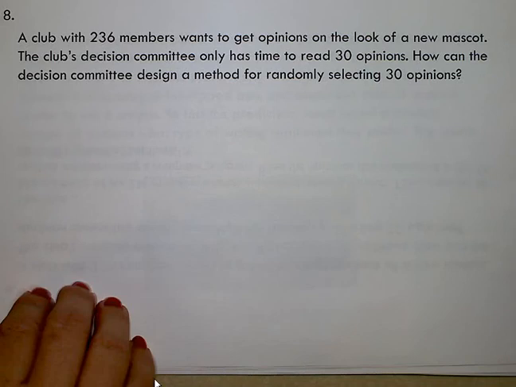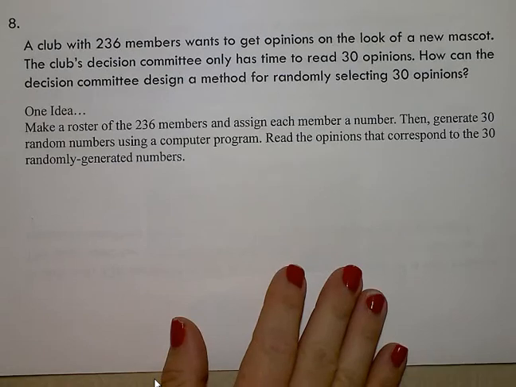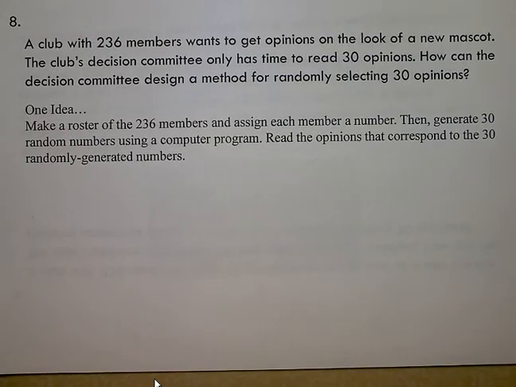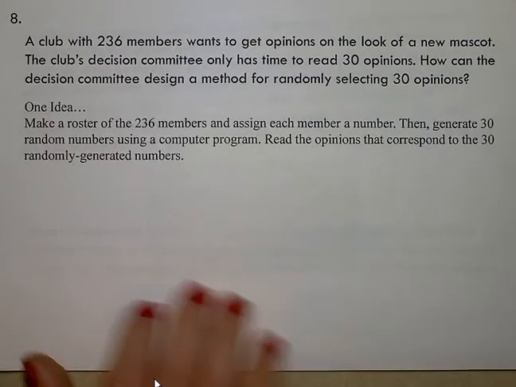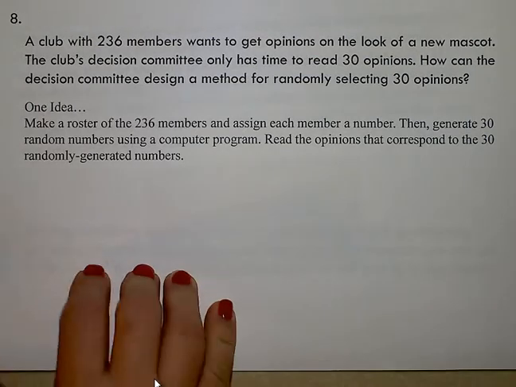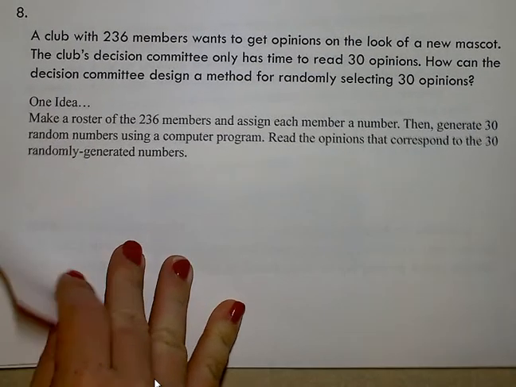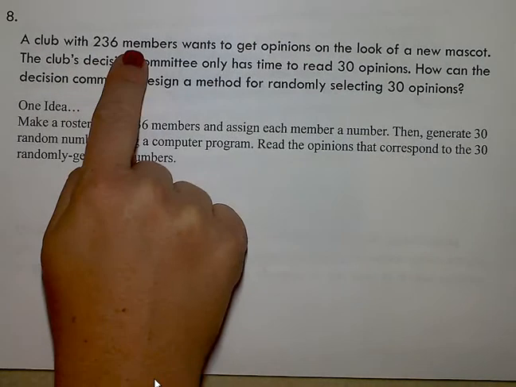So here is one idea that we could use. Make a roster of the 236 members and assign each member a number. Then generate 30 random numbers using a computer program. Read the opinions that correspond to only those 30 randomly generated numbers. Everybody has an equal opportunity from that. Whoever's a member has an equal opportunity.